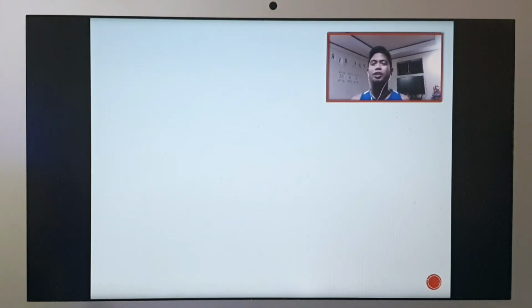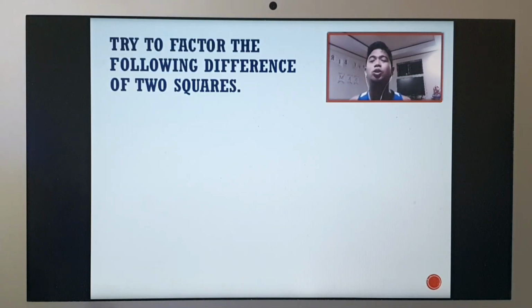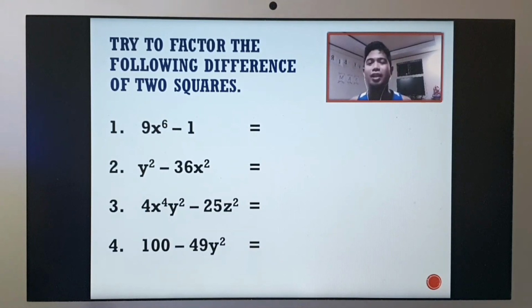Let's put a test to your understanding of how to factor difference of two squares by doing this next activity. Your task is to factor the given difference of two squares. I'll give you a couple of minutes to write your answer, then we will check it together after.